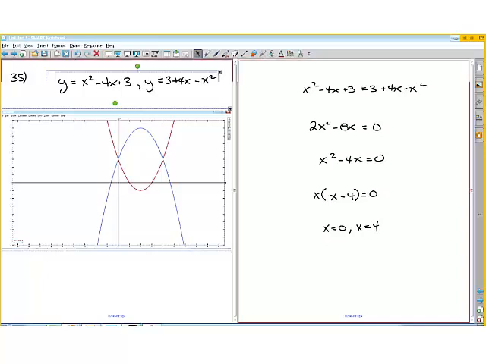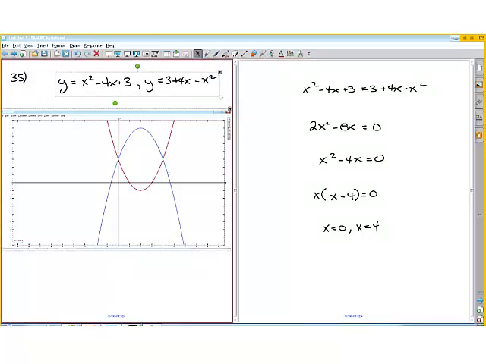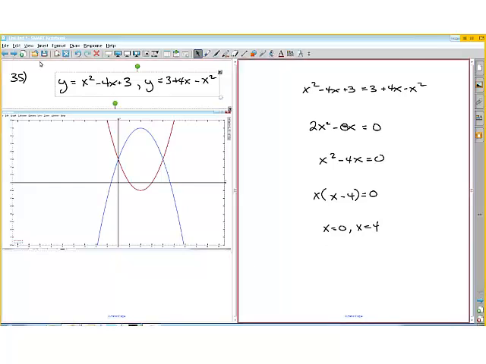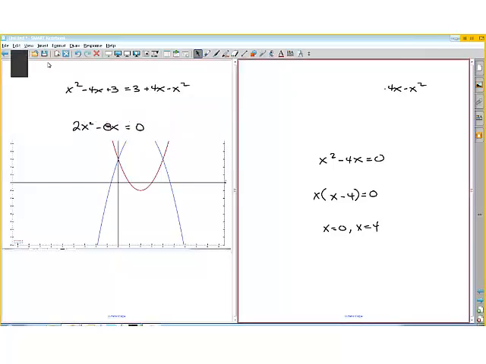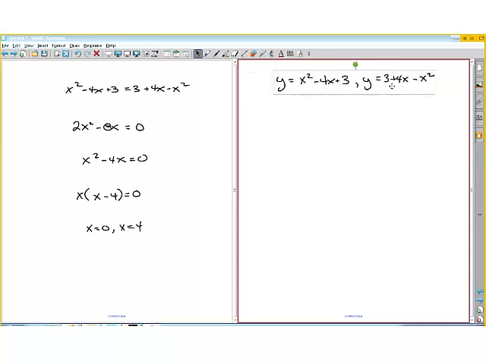Okay, so now let's set up the integral. I'm going to copy this over to a new page. And we said the one pointing downward was the one that is the greater one over that interval. So we're going to integrate. The area is going to be equal to the integral from 0 to 4 of the upper curve, which is 3 plus 4x minus x squared.